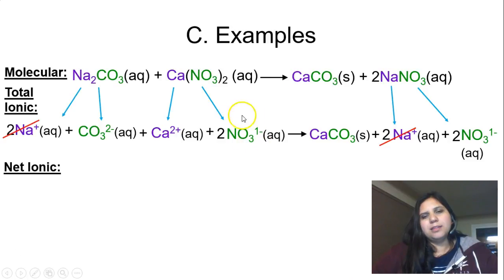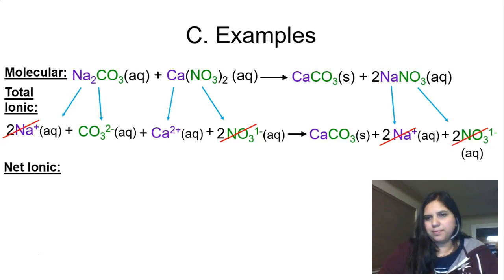Okay. And then the nitrate, we have 2 nitrates on the left side of the arrow, that's aqueous, and 2 nitrates on the right side, that's aqueous. So those 2 can cancel. So I'll cancel those 2 out.